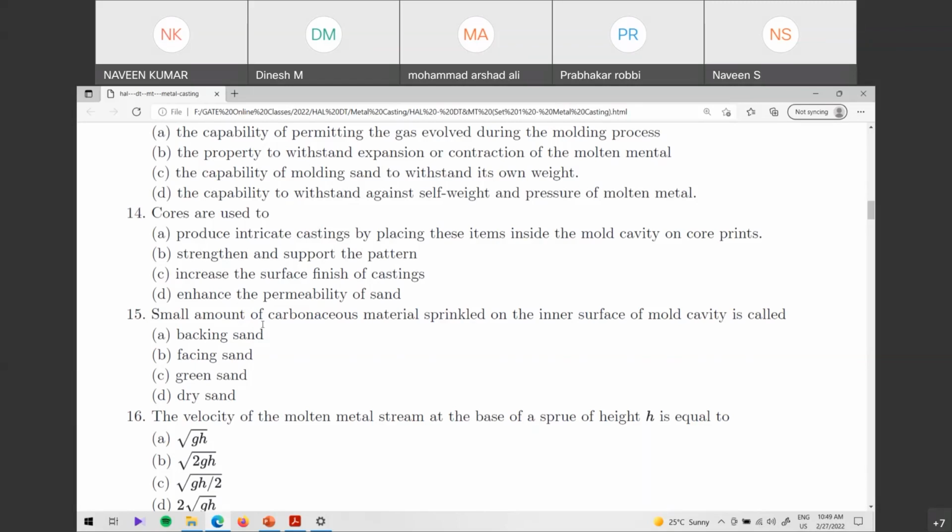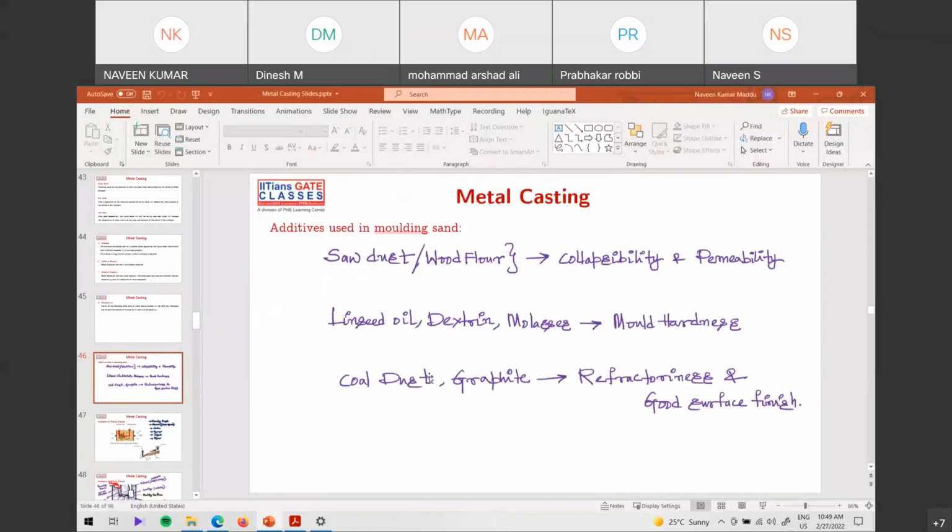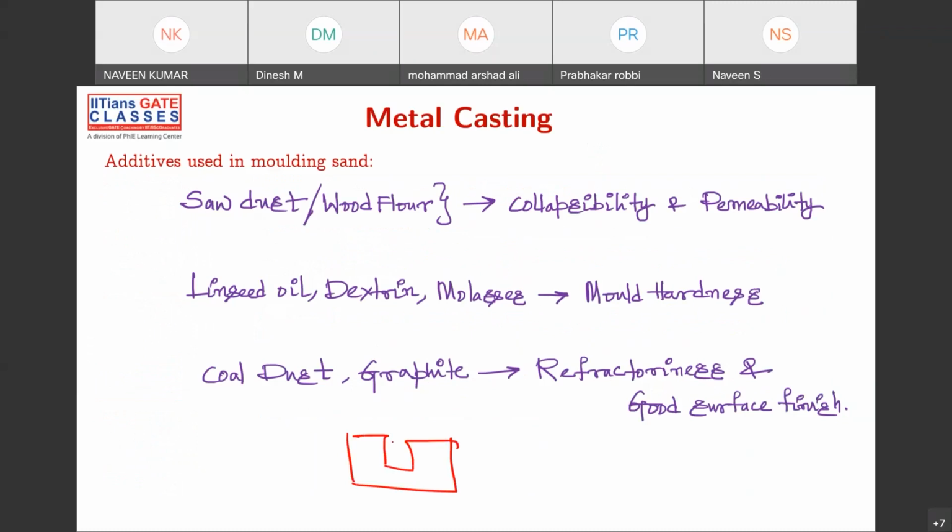And what is facing sand? Facing sand is nothing but, you're sprinkling it. We have seen already coal dust and graphite. These are your facing sands. You will sprinkle once you are done with your molding cavity. Once you are done with your molding cavity like this, you just sprinkle these things here like this, and this is called your facing sand. These two are facing sands only, and this facing sand will increase the good surface finish properties. It is the sand used after the pattern for better surface finish, and of course, this is made up of coal dust or graphite, which is increasing the good surface finish. So that is your facing sand.